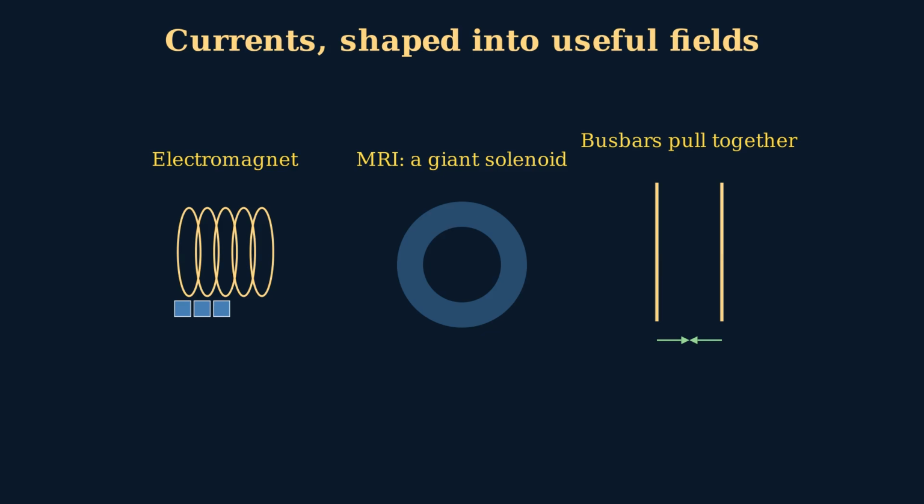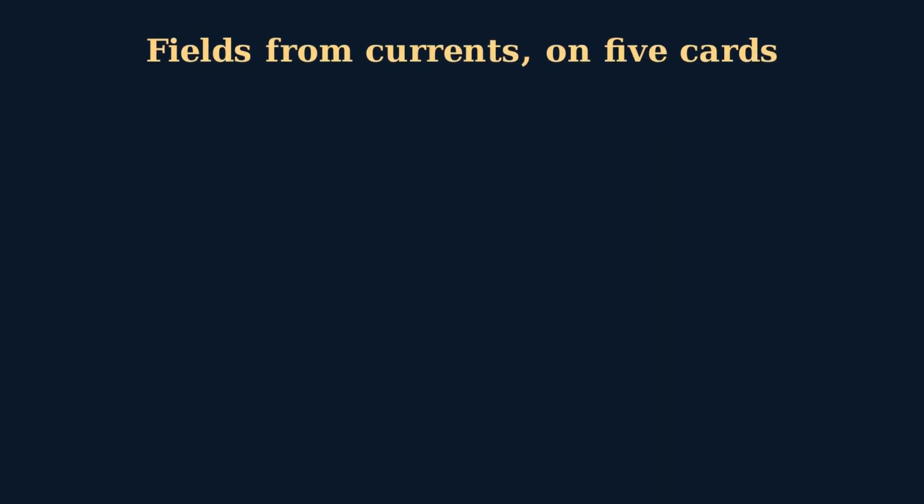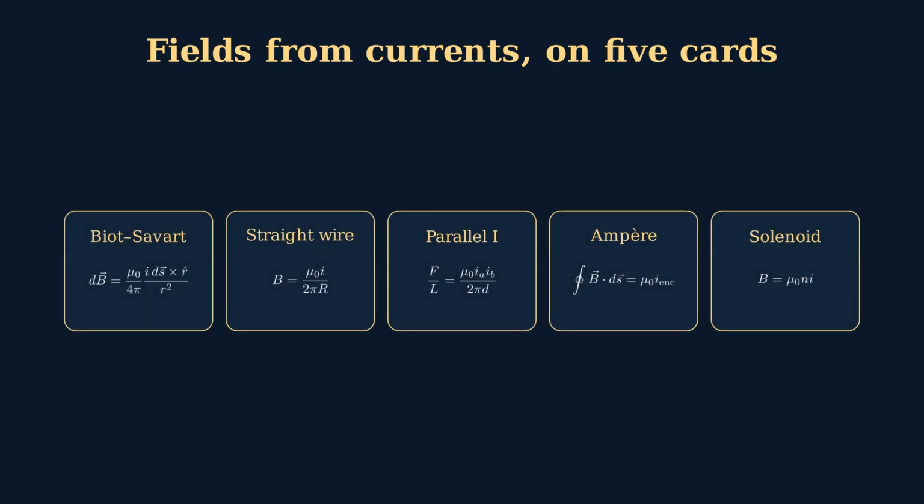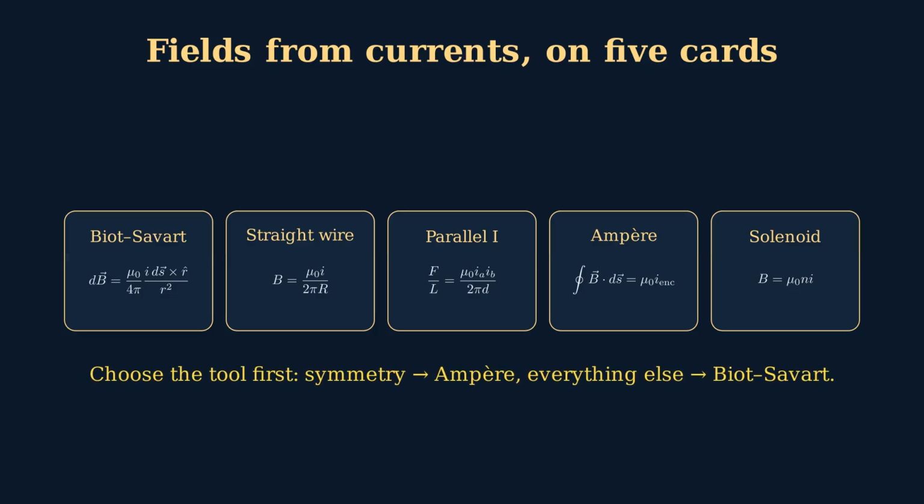So, fields from currents, on 5 cards. Biot-Savart builds any field from its pieces. From it falls the straight wire and the force between parallel currents. Ampere's law gives the same answers by symmetry and hands us the solenoid's clean, uniform field. The one habit to carry away: choose your tool before you compute. High symmetry, a straight wire, a solenoid, a toroid, calls for Ampere. Everything else, an arc or an off-axis point, calls for Biot-Savart.